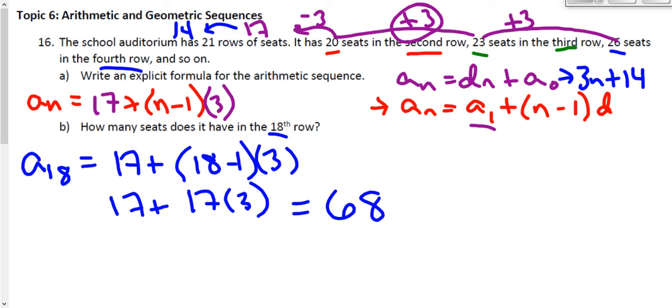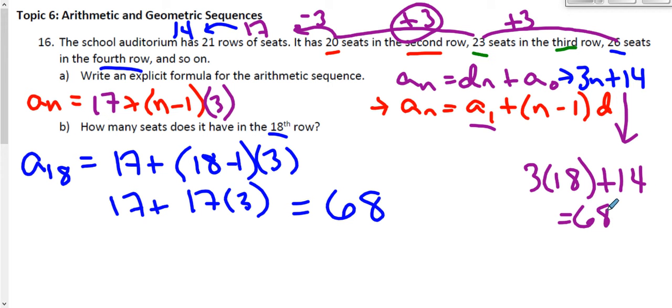If you use this other equation, it would work exactly the same. 3 times 18 plus 14 still gives you the number 68. Either way, you get the same answer.